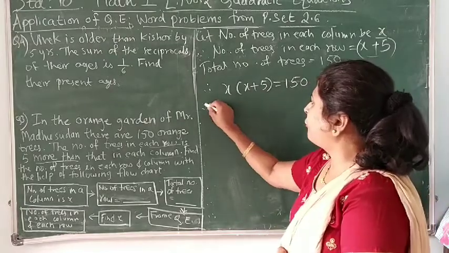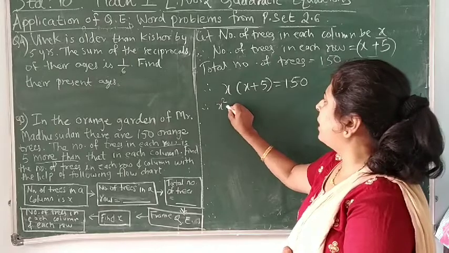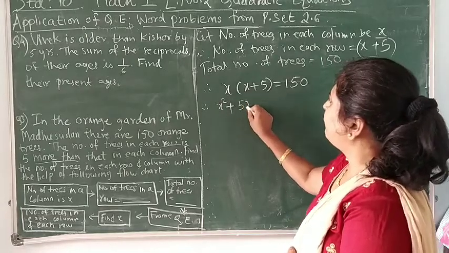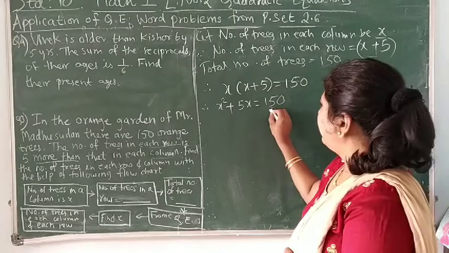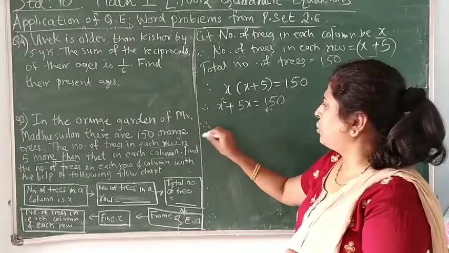Now taking the product of this, x into x will be x square plus x into 5 is going to be 5x is equal to 150. Now taking 150 to the left side to get the right side to be 0.